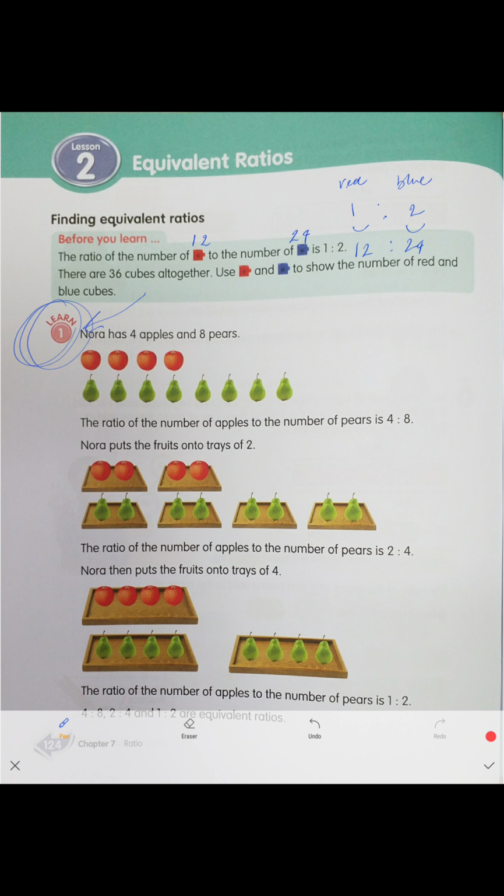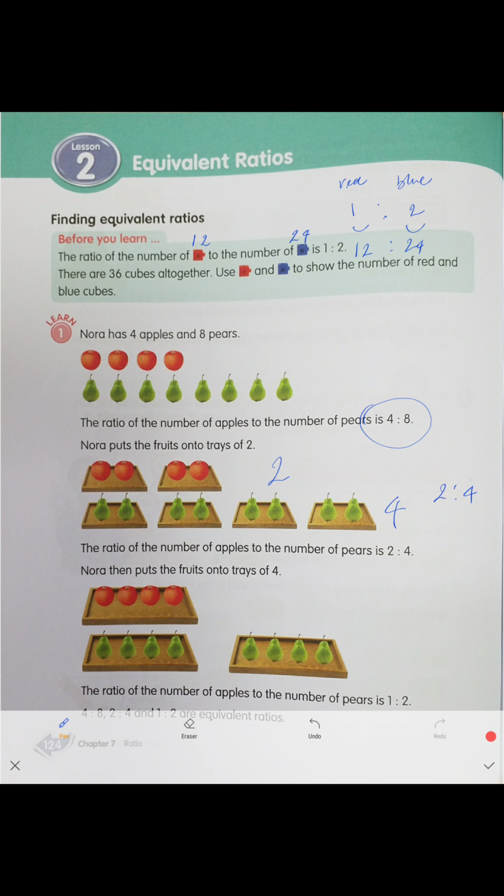So learn 1. Nora has 4 apples and 8 pears. What is the ratio? The ratio is 4 to 8. Now, what she does is she puts fruits onto trays of 2. Each tray has 2 fruits. As we discussed in the previous lesson, the number of items inside the group is not important. We can just find our ratio. 2 trays and 4, so the ratio is 2 to 4.